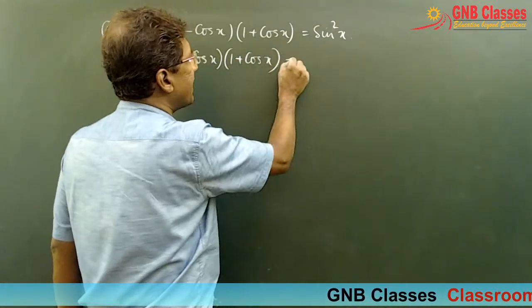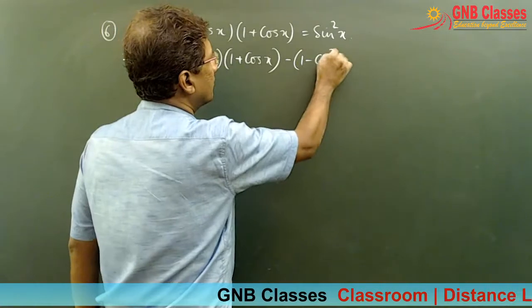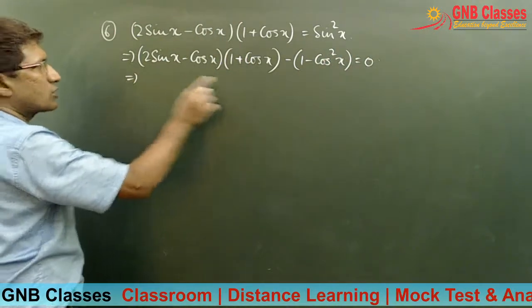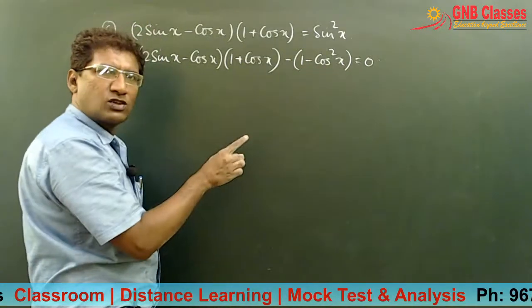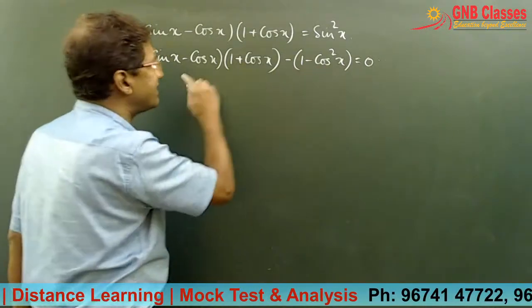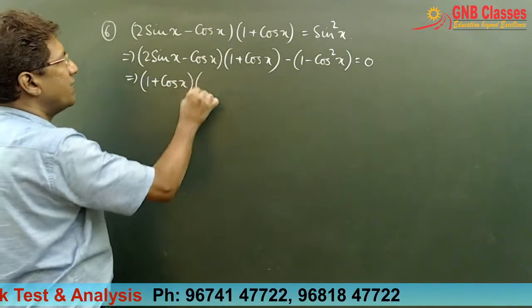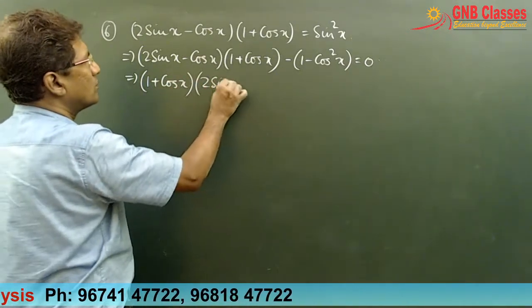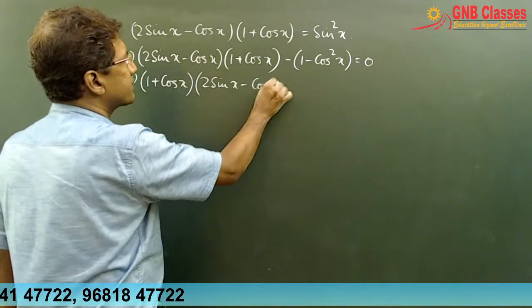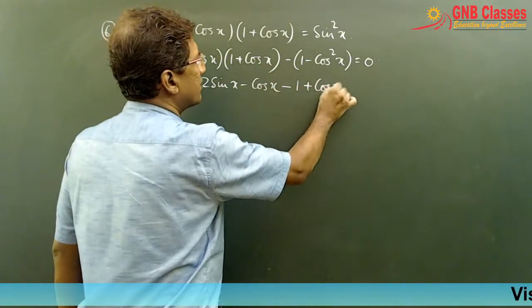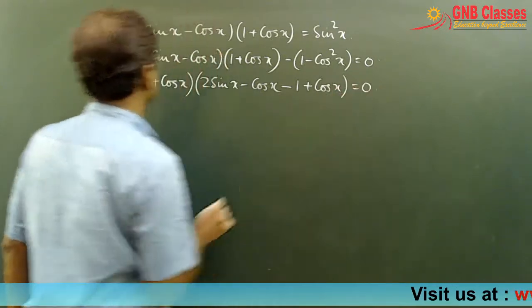So I'm taking it to the left hand side. 1 minus cos square x can be written as 1 minus cos x into 1 plus cos x, and taking 1 plus cos x common, so we are left with 2 sin x minus cos x minus 1 plus cos x equals to 0.